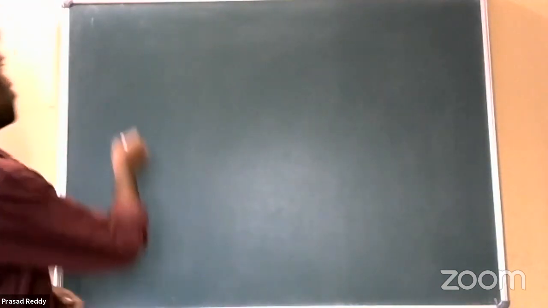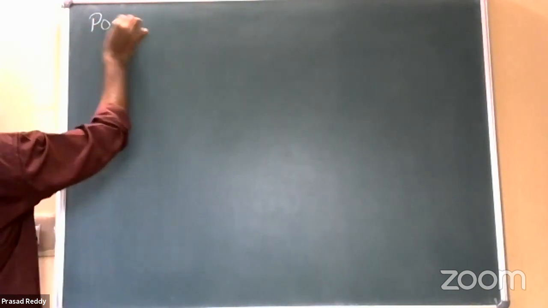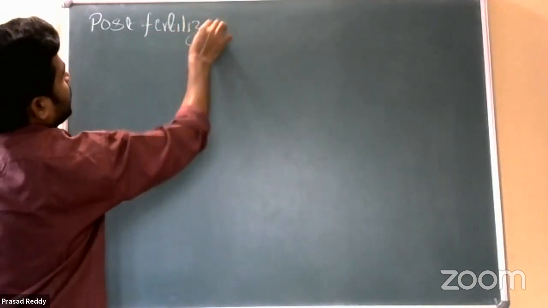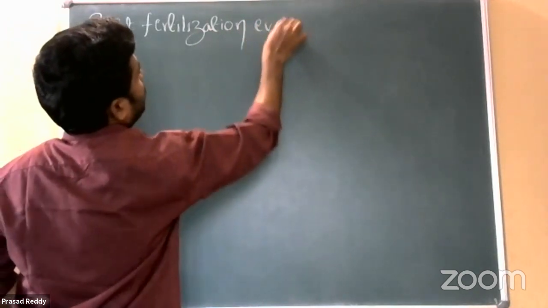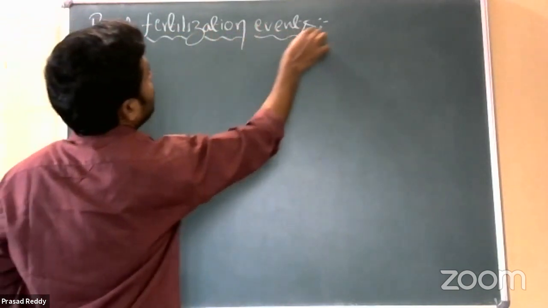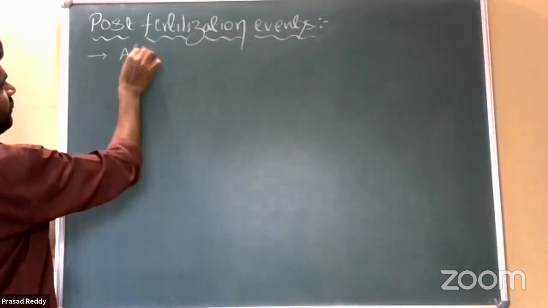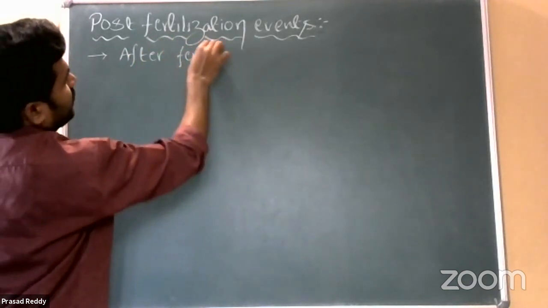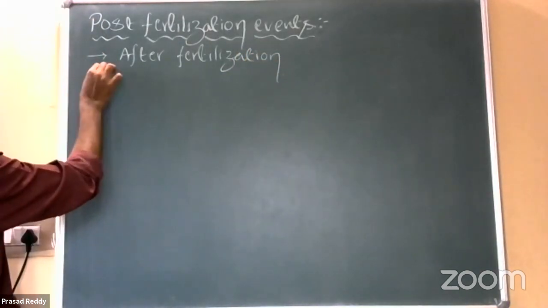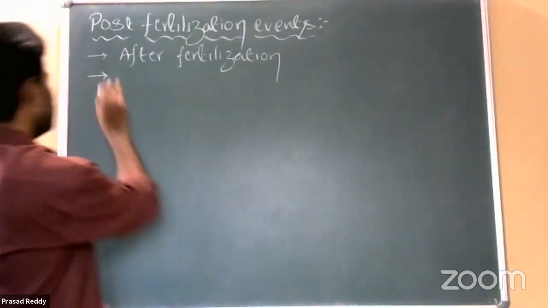So now we are going to discuss post-fertilization events, the third important event. The definition: the events which occur after fertilization are called post-fertilization events, and that too after formation of the zygote, many events occur. So we call them post-fertilization events.